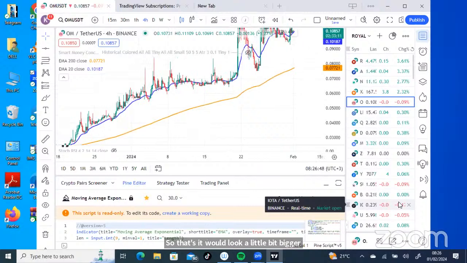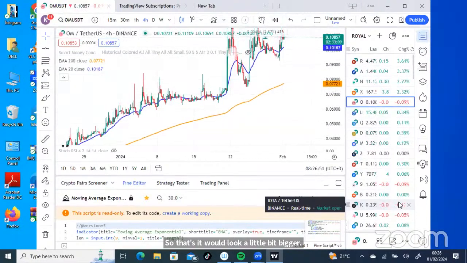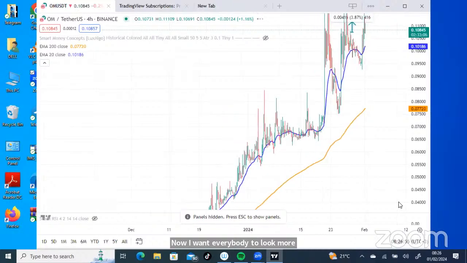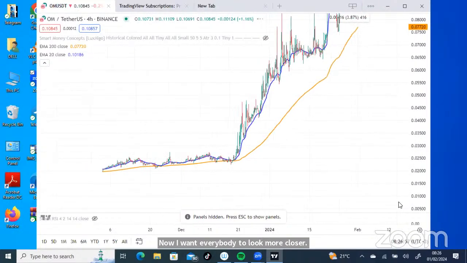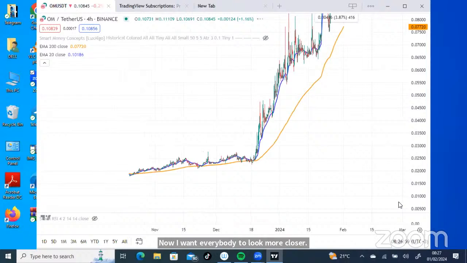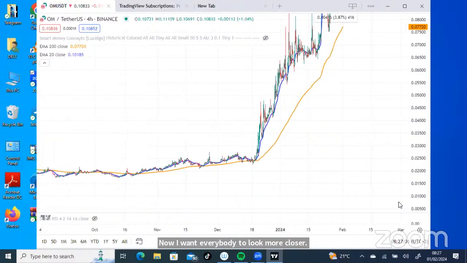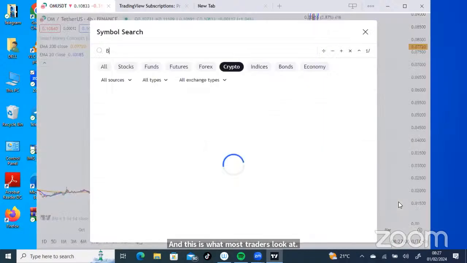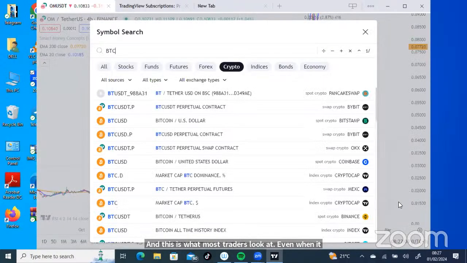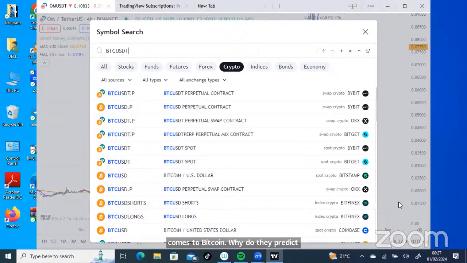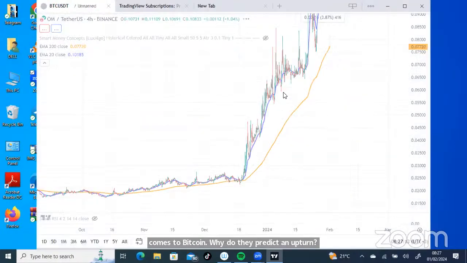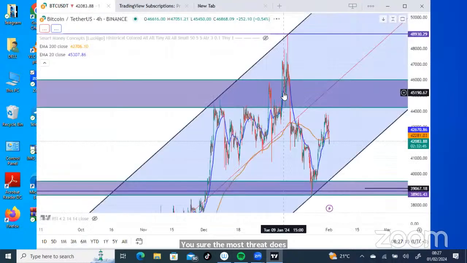Now I want everybody to look more closely. And this is what most traders look at, even when it comes to Bitcoin. Why do they predict an uptrend? Usually most traders predict an uptrend on BTC when they look at that crossover.